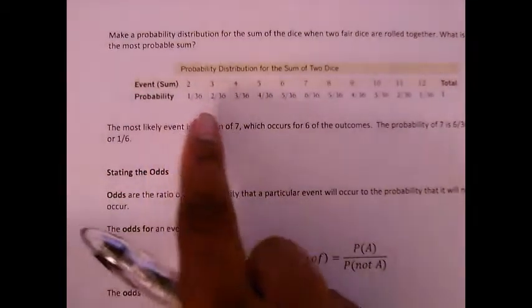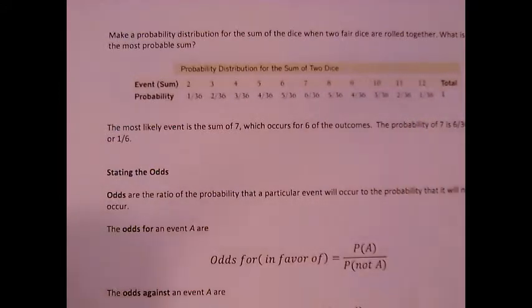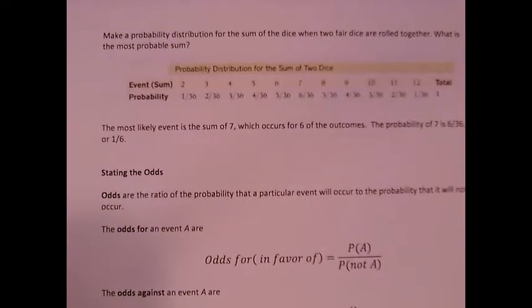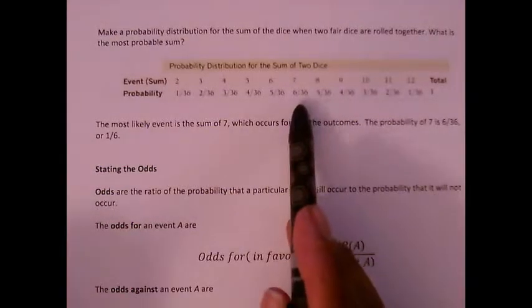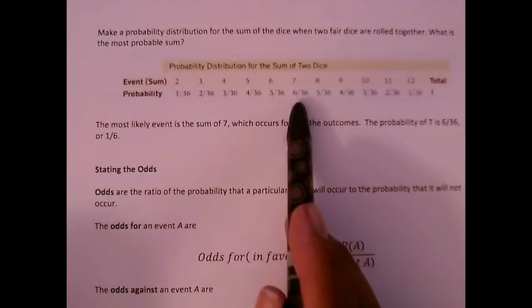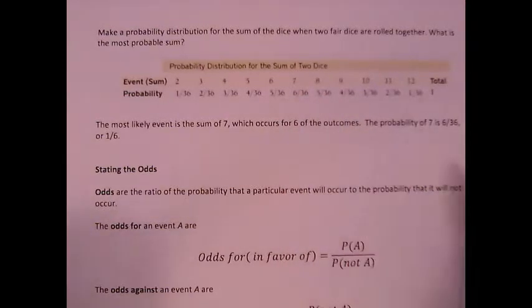Now you can see here that if we add up all these probabilities together, they have to be equal to 1. And now, what will be the most probable sum? I'm looking at the number 7, because that probability is 6 out of 36, or in simplest form, 1 out of 6. That's the most likely event: the sum of 7, and that occurs for 6 of the 36 outcomes.